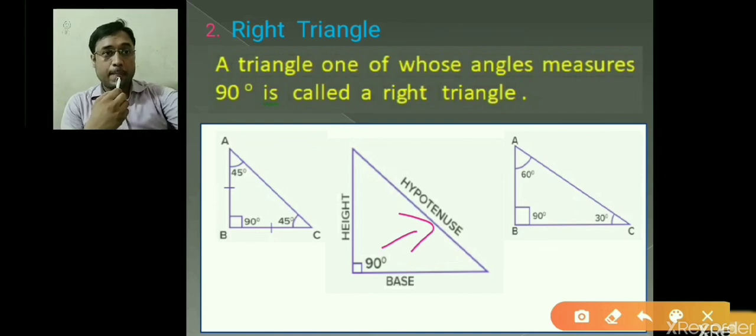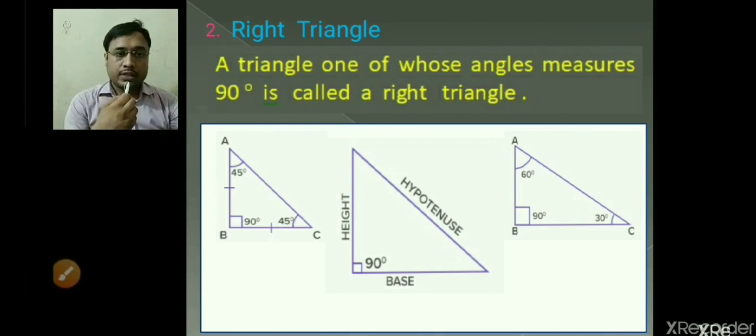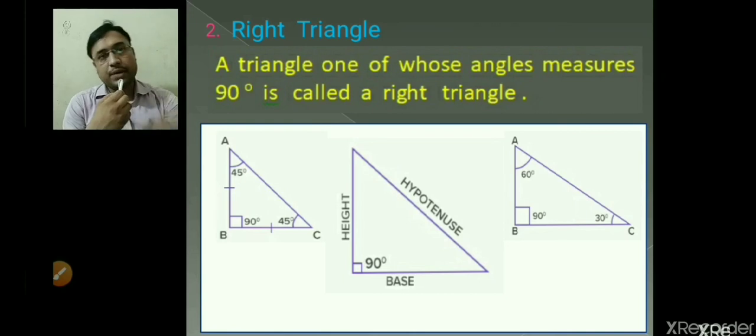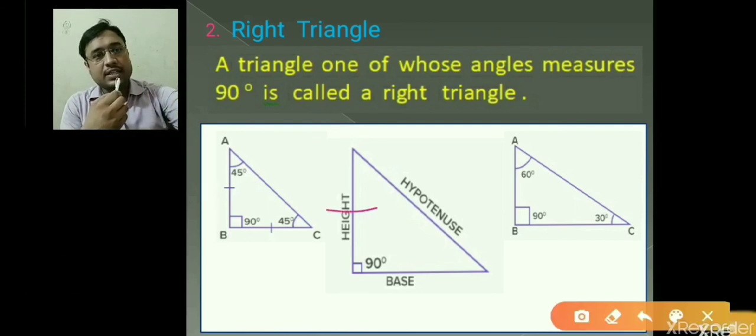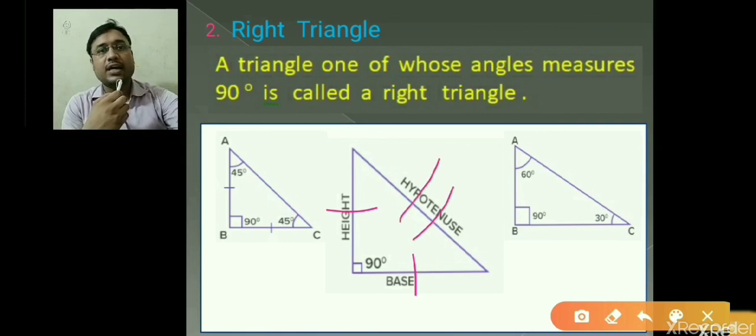Okay. So this is all about that. Here, the sides which make the 90 degrees: if you call one side the base, then the other will be the height. There is no necessary rule that the bottom side will be the base only. If you say this is the base, then the other side which makes 90 degrees is called the height. And the third side, the longest side, is the hypotenuse.